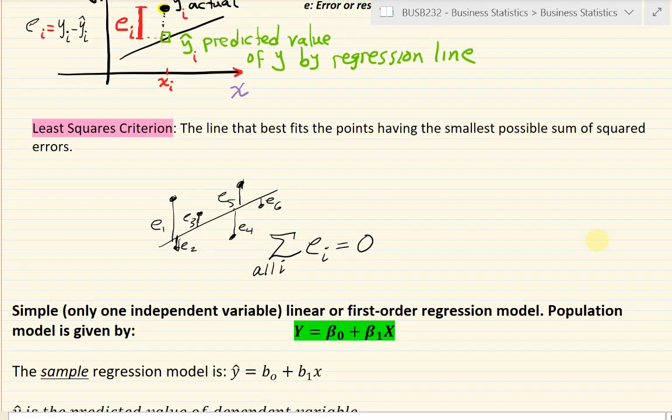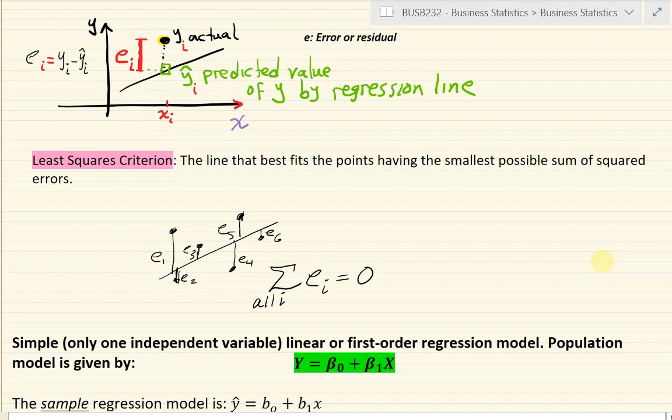So, now the model for what we're doing, the population regression line, is going to look like this. By the way, the kind of regression analysis we're doing is called a simple linear or first order regression model. A first order regression model means you have only one independent variable, and first order means x is to the first degree. The order of the model is the degree of the independent variable x.